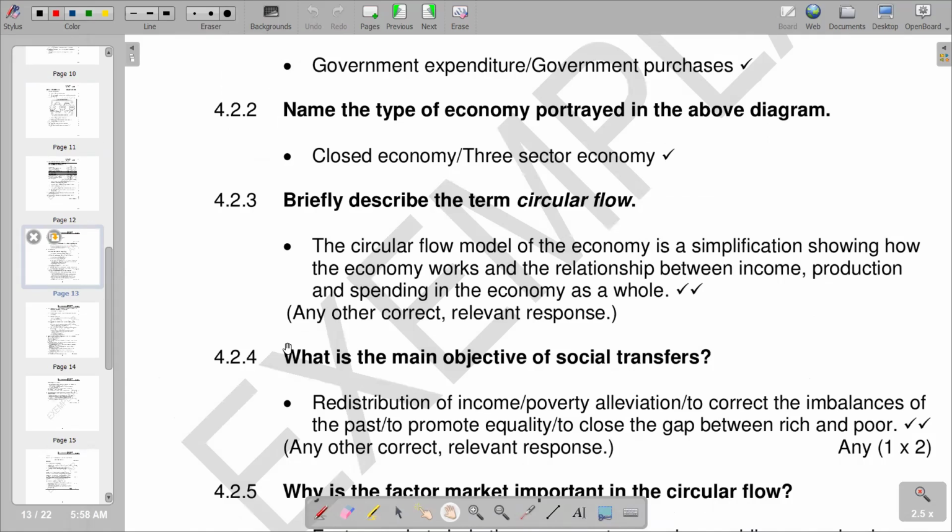So we are saying the main objective of social transfers is redistribution of income, that is poverty alleviation, to correct the imbalances of the past, to promote equality, to close the gap between the rich and the poor. So those are some of the reasons, the answers that we can also include.